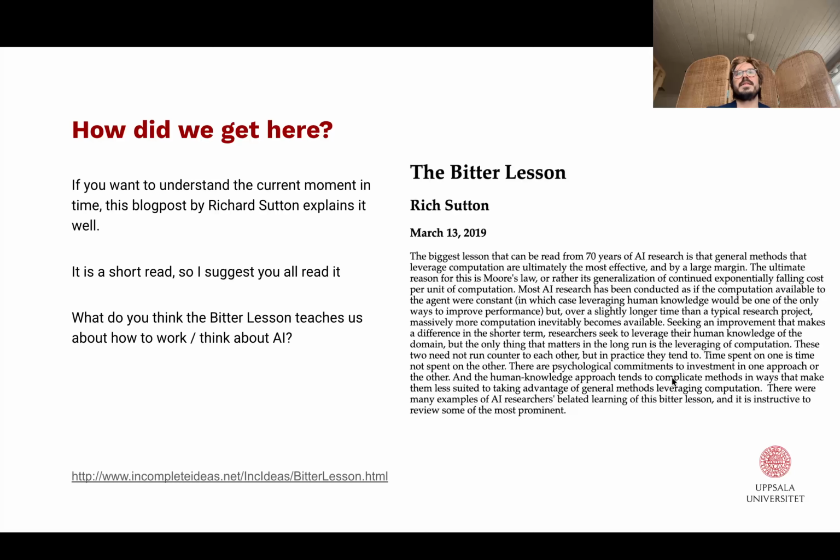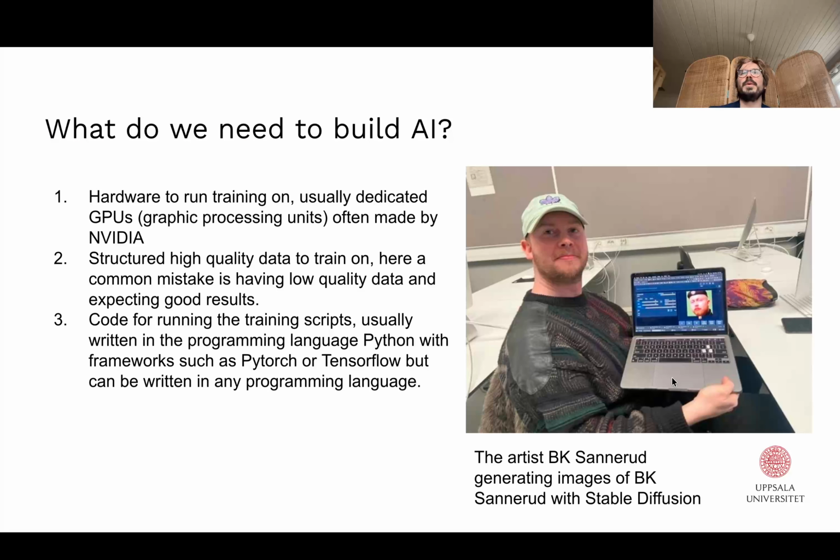Okay, but what do we need to build an AI system? Basically, we need three things. We need hardware to run training on, and these are graphical processing units, GPUs. They're often made by NVIDIA. We also need structured high quality data to train on.